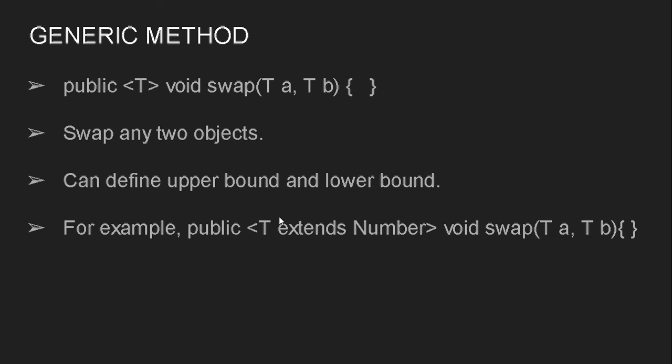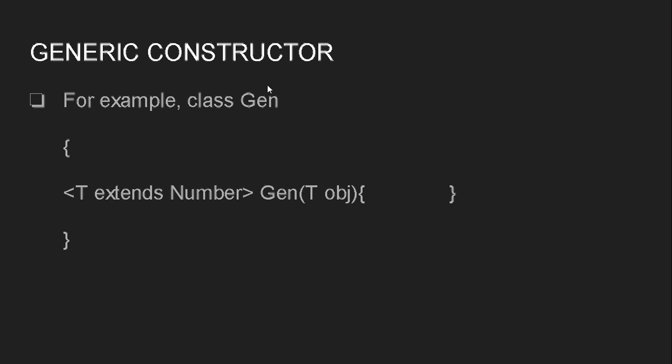Then after that we have the generic constructor. Even a constructor can be generic in Java. For example, here I have defined the class named Gen. Remember this particular class is not generic in nature, it is not accepting any type parameter. But this particular constructor is generic in nature, because first of all I am defining the angular brackets, opening and closing, T extends number, then after that Gen, which is the constructor, and it is accepting a parameter T obj, and this T is a type parameter.